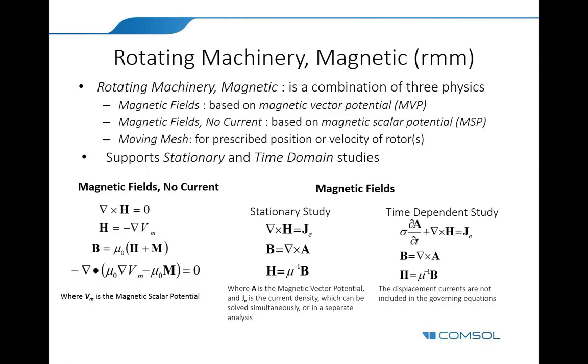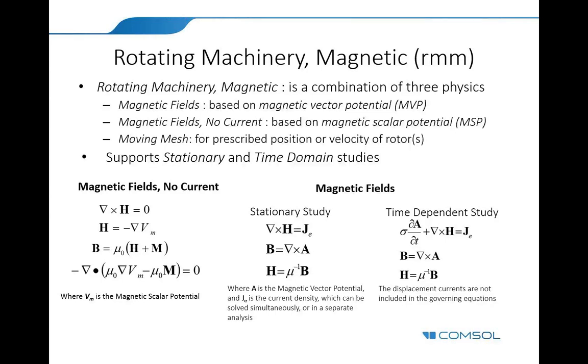As I just mentioned, the Rotating Machinery, Magnetic interface is a combination of 3 physics. The Magnetic Fields physics, which is based on the magnetic vector potential formulation, and then Magnetic Fields, No Currents, which as the name implies is based on the magnetic scalar potential formulation. Here there are no current-carrying conductors or induced currents. And also there is a moving mesh combined in it to have a prescribed position or velocity of the rotor in the model. So the Rotating Machinery interface only supports stationary and time-dependent studies.